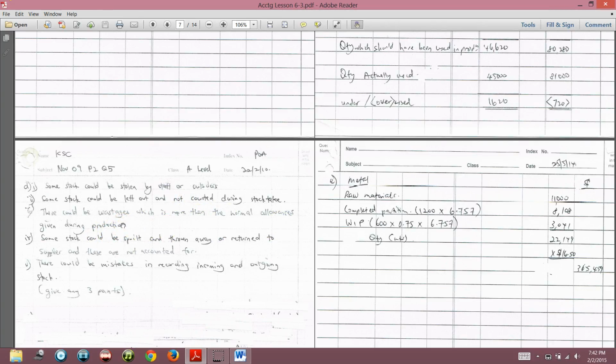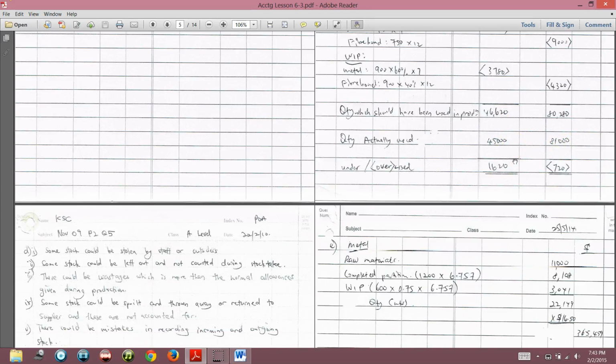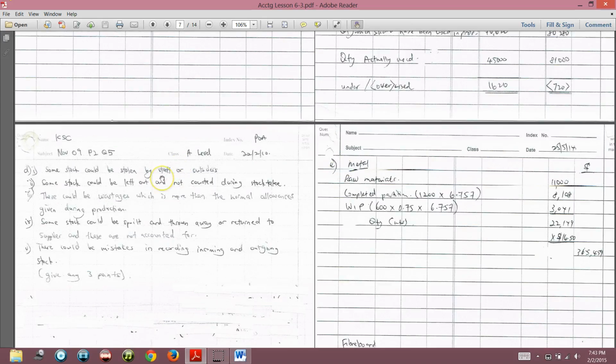So what are other reasons that you can think of for this difference here? So some stock could be stolen by staff or outsiders. Yeah, correct. Then it's true. Some stock could be stolen. So this one is the quantity actually used. So quantity which should have been used. So this one is the quantity actually used. So if they have used more, probably it indicates that some stock was stolen, misappropriation of stock.